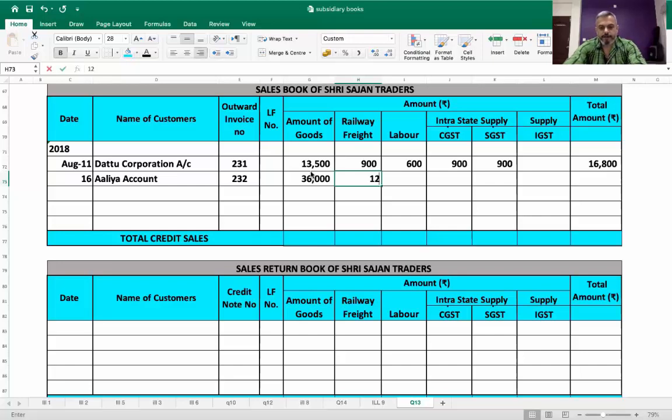Railway freight 1200, labor 300. Do the totals, 37,500. Apply 12% IGST because Alia is of Mumbai, Maharashtra, 4,500, and then the total 42,000.